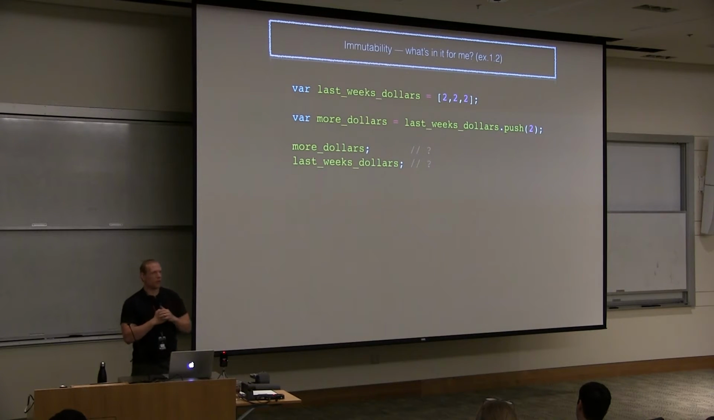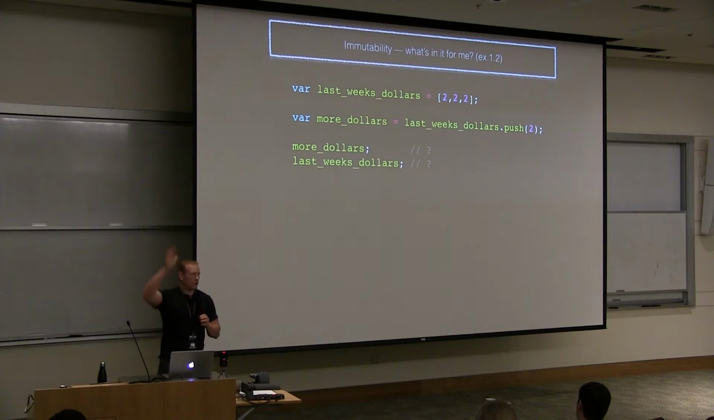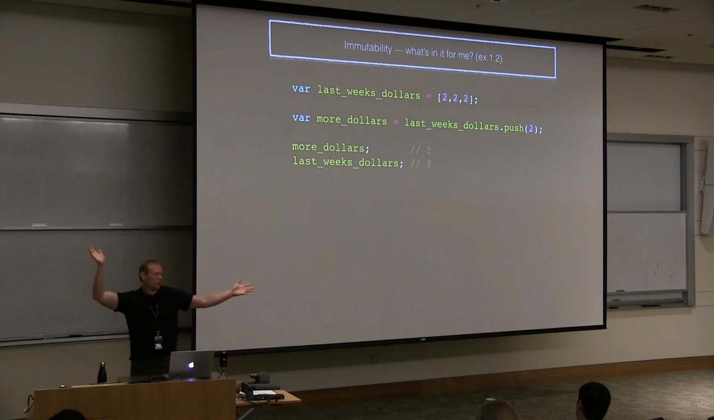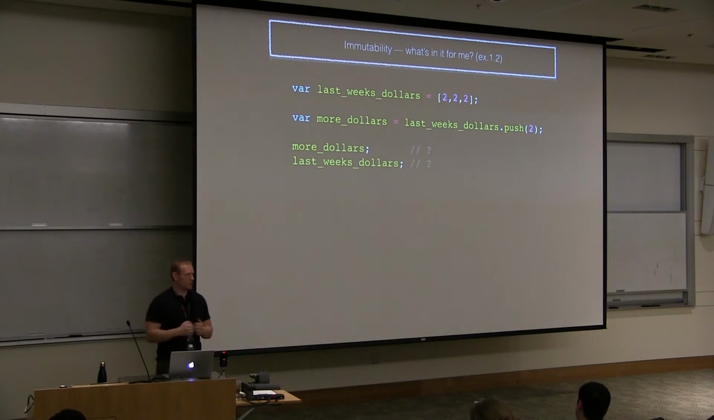What will more dollars be here? 2, 2, 2, 2, right? We should expect that, yes? And last week's dollars is going to be? It should be 2, 2, 2, right? Not in JavaScript. In JavaScript, more dollars is 2, 2, 2, 2. And last week's dollars are now 2, 2, 2, 2.